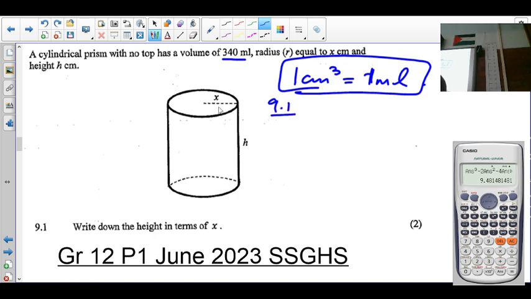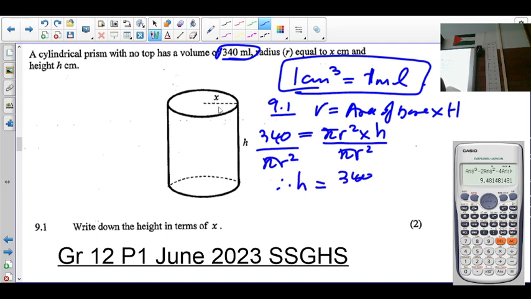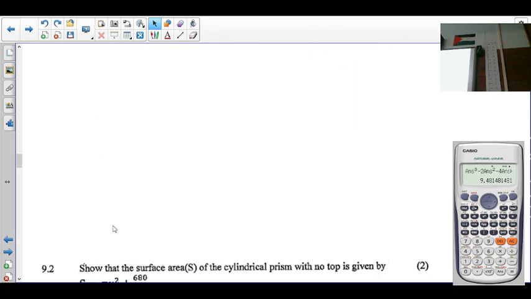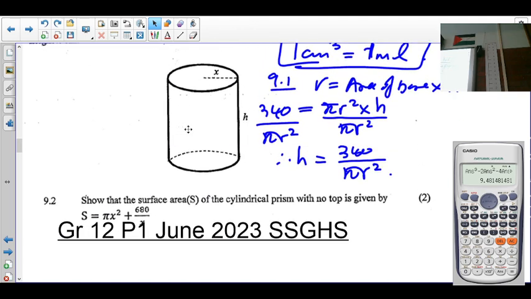So remember that we are given the volume. So the volume of a prism is going to be area of base times height. So how do you calculate the area of a circle? It is pi r squared times your height. But that is 3,400. So to get the height on its own, I divide both sides by pi r squared. And therefore your height is going to be 3,400 over pi r squared. That's what your height will be. Okay. Let's look at 9.2. In question 9.2 we are asked to show that the surface area of the cylinder.